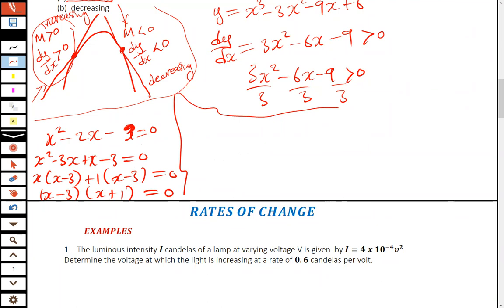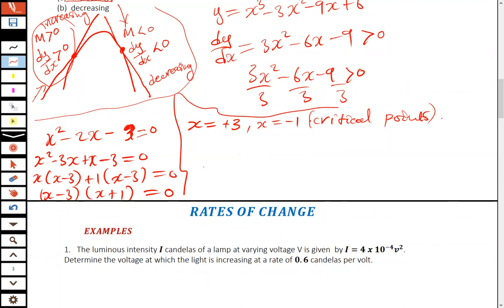So when you equate both factors to 0, you find that x is equal to positive 3, sorry. And then we have another value of x as x is equal to negative 1. So these numbers that we found are called critical points. These are just critical points, they are not final answers.